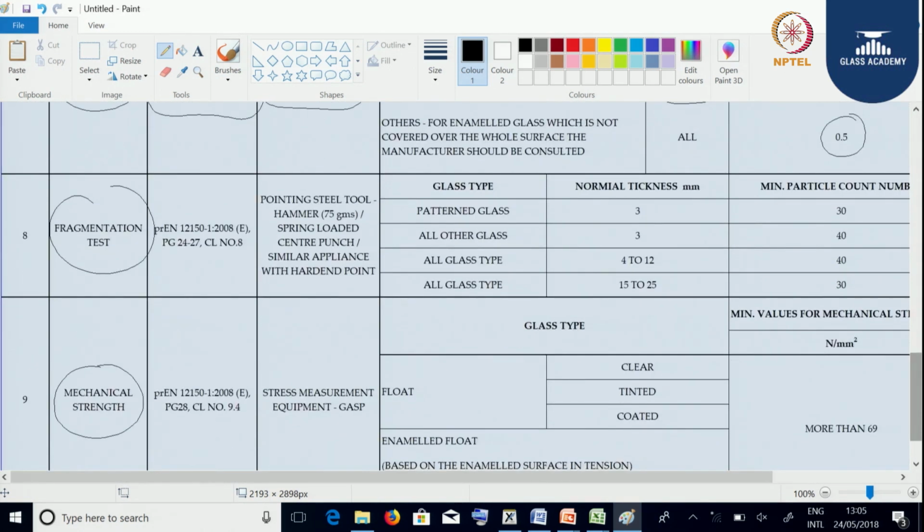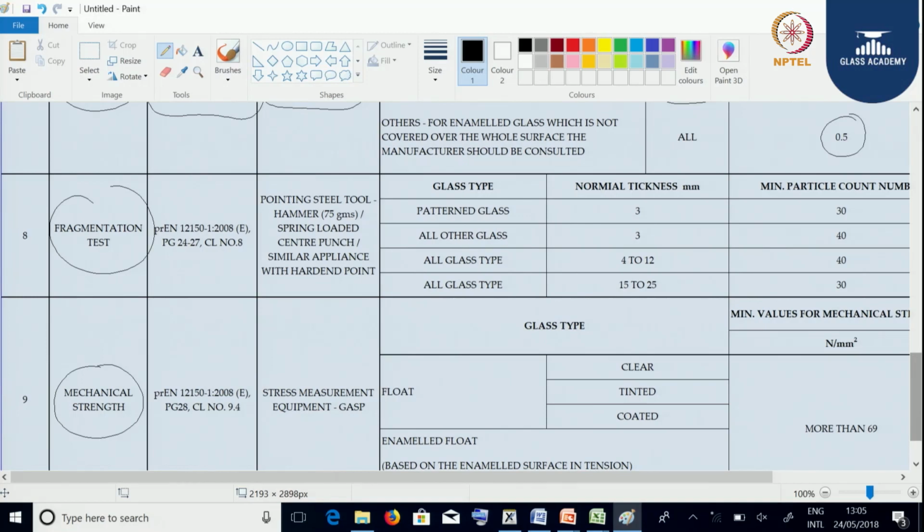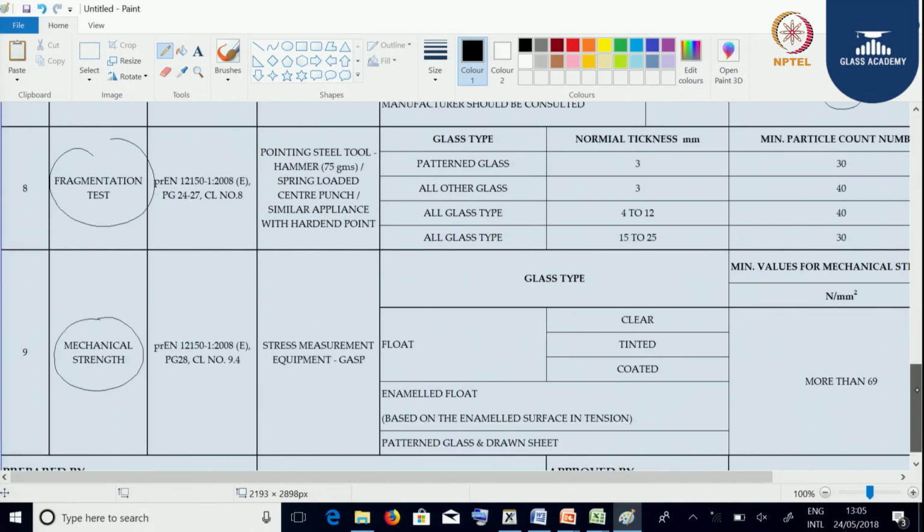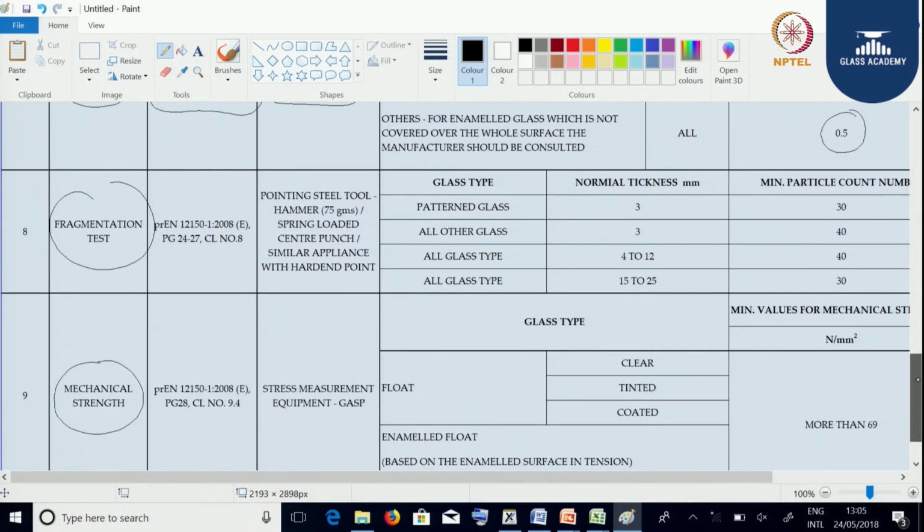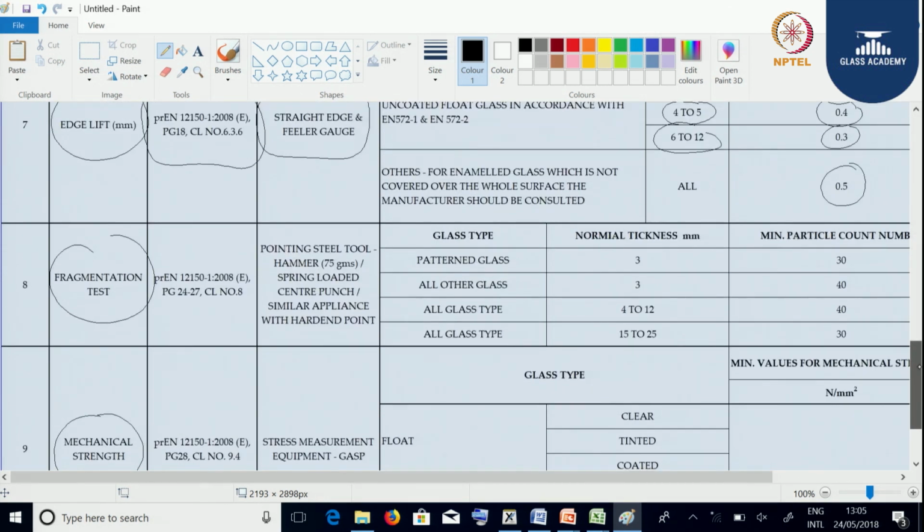Next, let us take the fragmentation test. Generally, by looking at a toughened glass, a heat strengthened glass or an annealed glass, one may not be able to distinguish which type of glass it is, whether it is annealed, HS or toughened. That can be determined with the help of the fragmentation test, or through a non-destructive method, that is, with the help of stress levels. Let us take the destructive method of test, that is the fragmentation test.